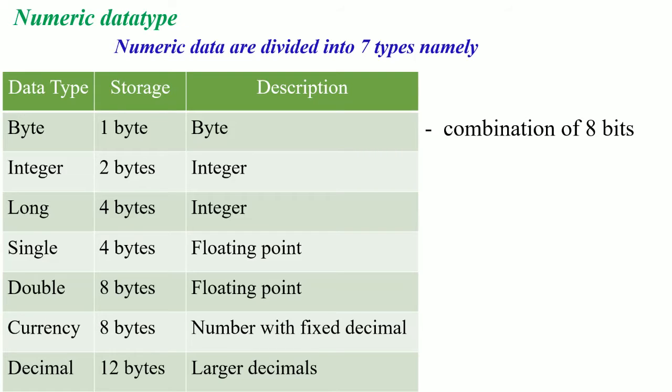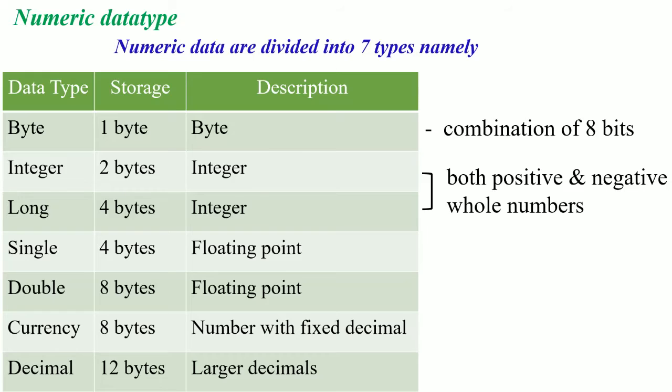Next one, integer. I think all are well known about the word integer. You already learned it in mathematics. Integer means it consists of only numbers. The integer may be either positive or negative. If the range of the integer is small, you use the data type integer. If the range is greater than 32,768, then you refer to the data type long. So integer and long are both for positive and negative whole numbers. If the range is smaller, use the integer data type. If the range is large, use the long data type.